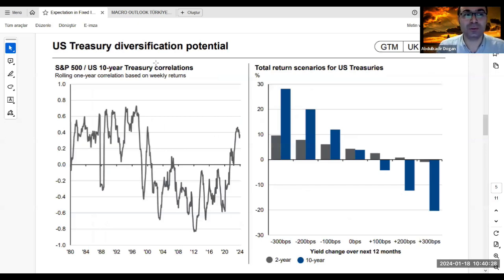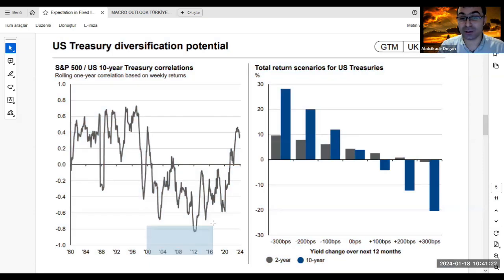And here we have the US Treasury diversification panel. This is the S&P 500 relative performance to the US 10-year Treasury correlation, meaning the rolling 1-year correlation based on weekly returns. So I'm taking the weekly return and rolling it over one year, accumulating it for the year and counting the number on a rolling basis. As you see here, the correlation between the S&P 500 and the US 10-year Treasury yield between the 1980s and 2000 is approximately 40%. Meaning that if the 10-year Treasury yield increased, the S&P 500 also increased during this period.